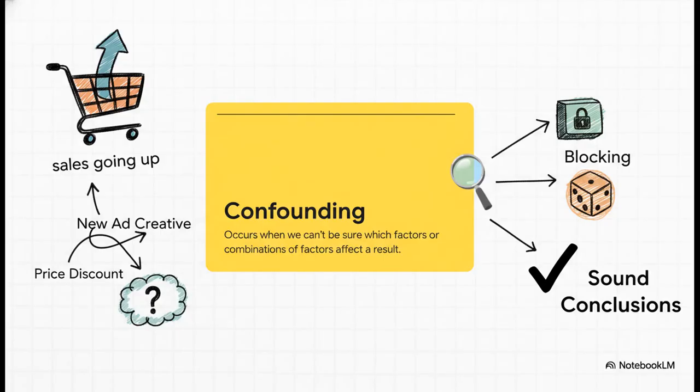But there's a danger here, especially in those efficient fractional designs we talked about. It's called confounding. This is when the effect of one factor gets all tangled up with the effects of another, and your data just can't tell them apart. So, did sales go up because of the new ad, or was it the price discount you ran at the exact same time? If you can't separate those effects, they are confounded. And this is exactly why a well-thought-out design is so critical to making sure your conclusions are actually sound.